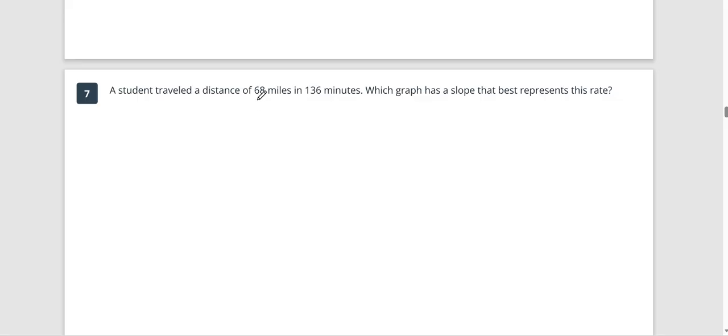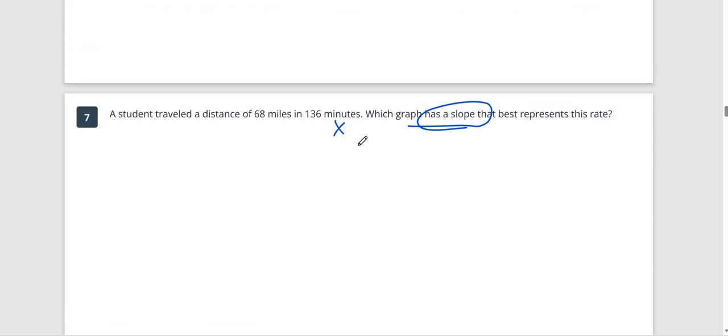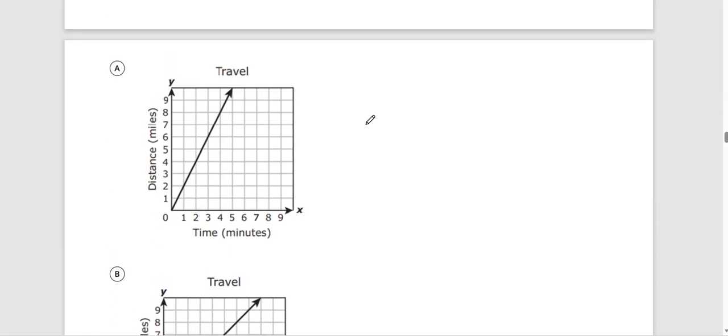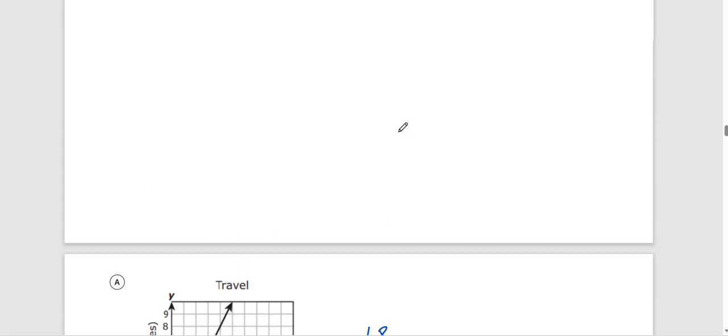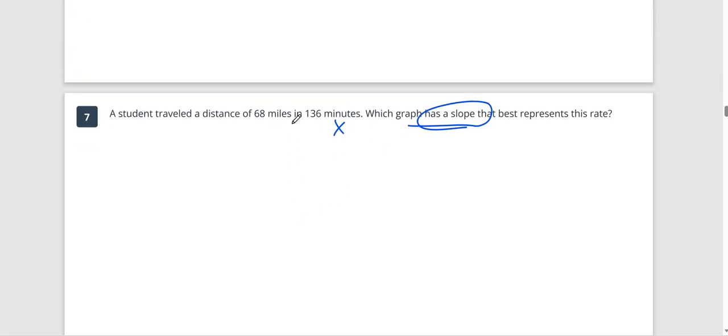Okay, slope, distance traveled. A student traveled a distance of 68 miles in 136 minutes. Remember, this is going to be x. Which graph represents the slope? Since the graphs are all spread out, I'm going to use these two numbers, 68 and 136, and go 68 over 136.